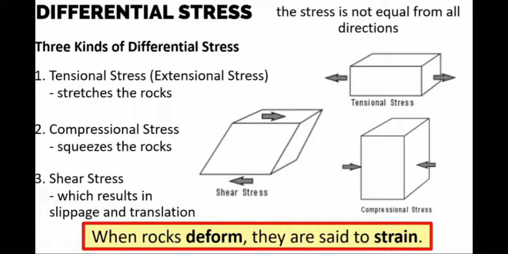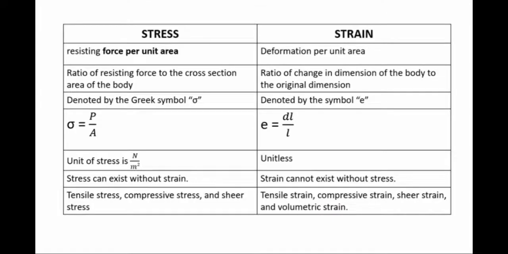So when rocks deform, they are said to strain. This table shows you the difference between stress and strain. But the most important here is that stress is resisting force per unit area and strain is deformation per unit area. Also remember that stress can exist without strain. Strain cannot exist without stress. To make it simple, just remember that stress is the cause and strain is the effect. Okay? By the way, when you say resisting force, it's like the applied load in physics.